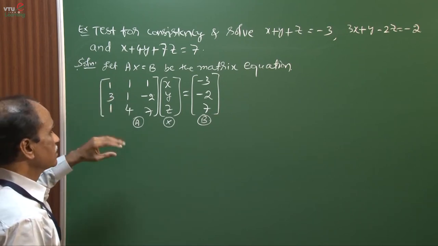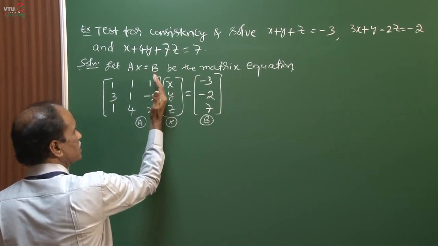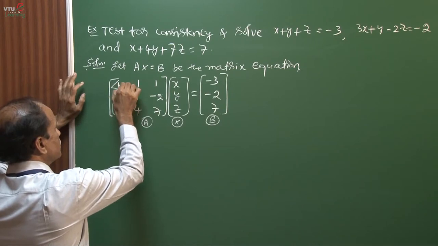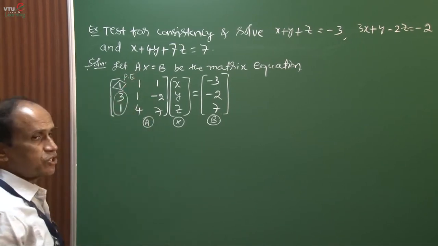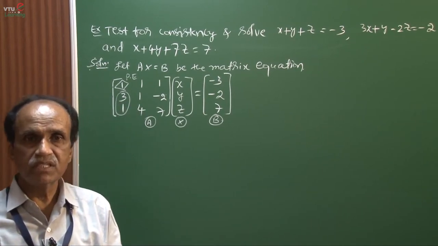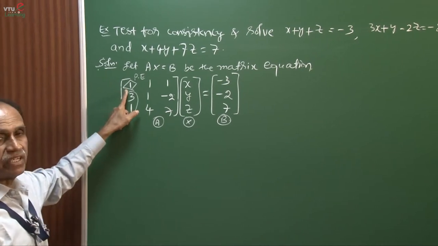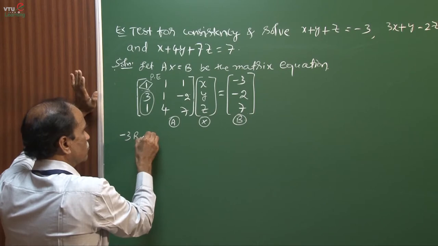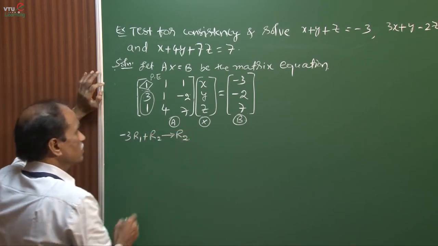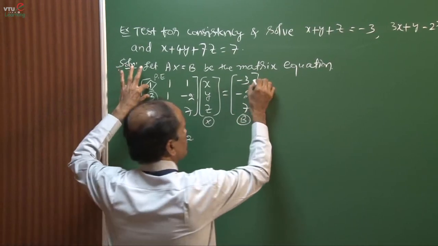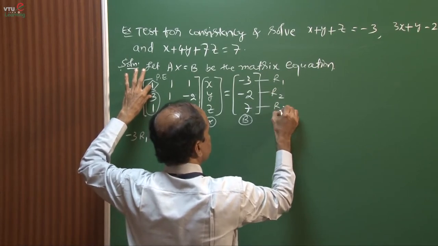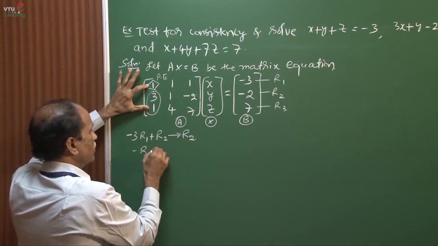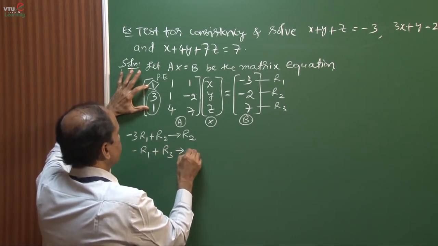Now we will apply the row operation, assuming that this column is inserted inside the coefficient matrix, that is called the augmented matrix. Now these two elements I'll convert to zero using this pivotal element. The pivotal element, the leading element, should always be a non-zero number. Coincidentally, it is non-zero, so I will take the help of this. Now 3 is there, I will make it minus 3 with this. I multiply the previous row, that is minus 3 R1 plus R2, affecting R2. Now between R1 and R3, that is minus R1 plus R3, affecting R3.